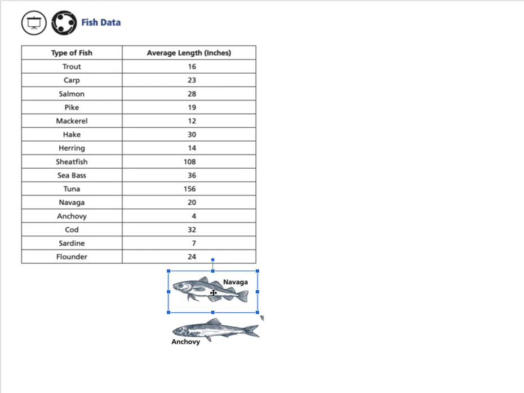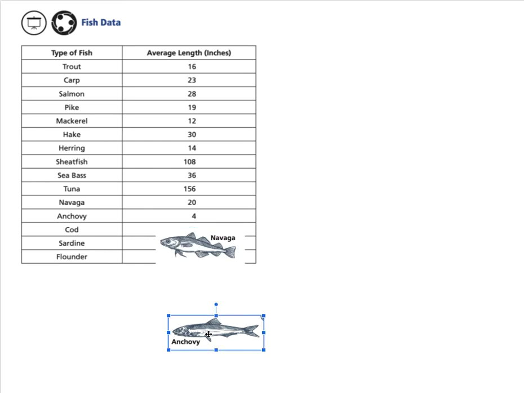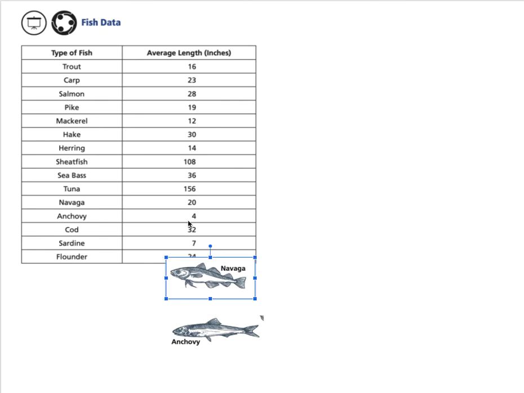So either the Navaga needs to be a lot bigger or the anchovy needs to be a lot smaller. So I'm going to start by making the Navaga bigger, but I want to make sure that I'm creating it bigger at an appropriate scale. So the Navaga should be the size of 5 anchovies. So I want to create 5 anchovies first.